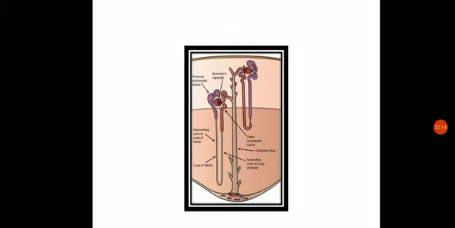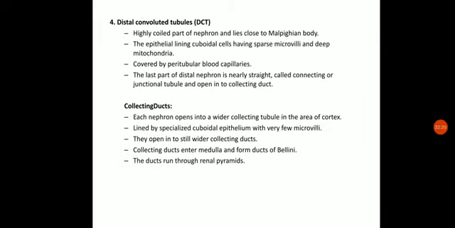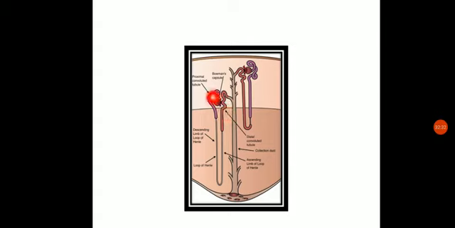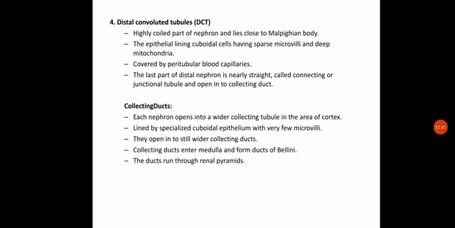Now afterwards we will have the distal convoluted tubule, that is DCT. Okay, so we are done with the proximal tubule, then the loop of Henle, and next will be the DCT. Similar to the PCT, it is also highly coiled and part of the nephron, and lies close to the Malpighian body. So this is the Malpighian body, and this is the DCT, the distal convoluted tubule. It is lying very close to the Malpighian body.